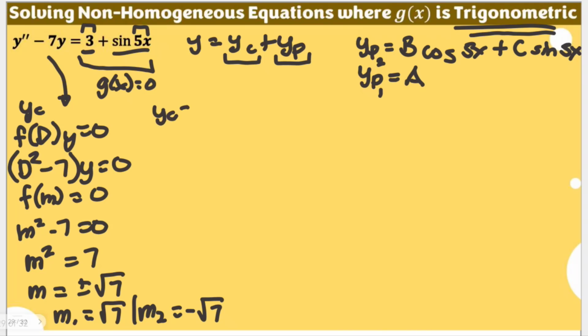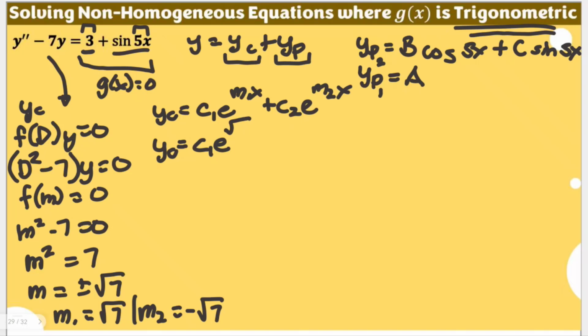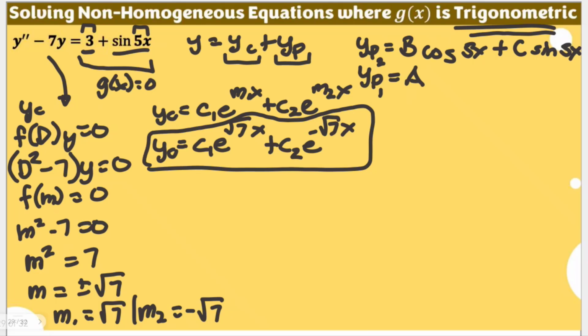Hence, for your y sub c, we are going to use the general solution for distinct and real roots. It follows this form: c sub 1 e to the power of m sub 1 x plus c sub 2 e to the power of m sub 2 x. It matters which root you describe first, but since I have the positive square root of 7 first, your y sub c is expressed as c sub 1, just an arbitrary constant, e to the power of square root of 7 x, plus c sub 2 e to the power of negative square root of 7 x. This is just for your y sub c.